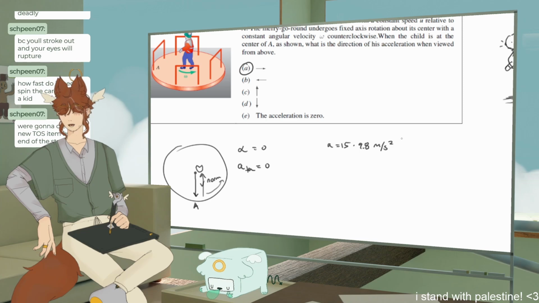We're gonna create a new TOS item by the end of stream. No, this is for crash test dummies, so don't worry about it. Don't worry about it.